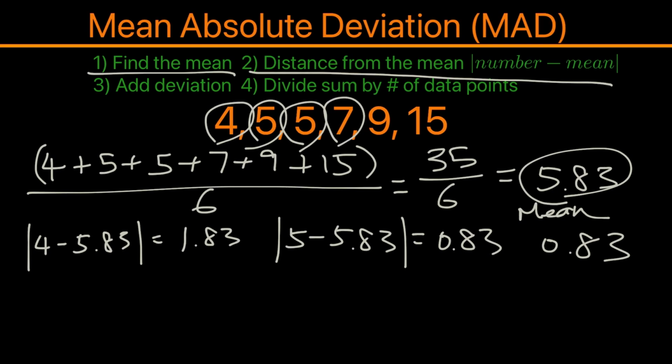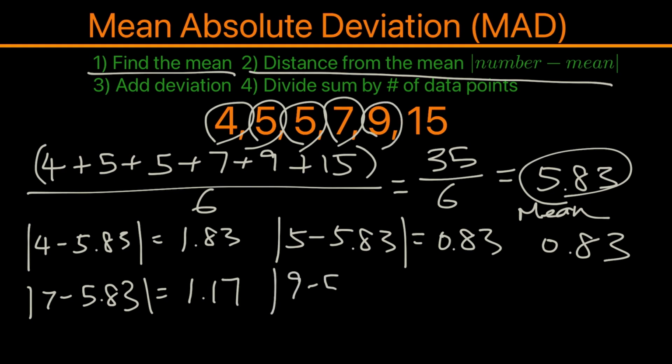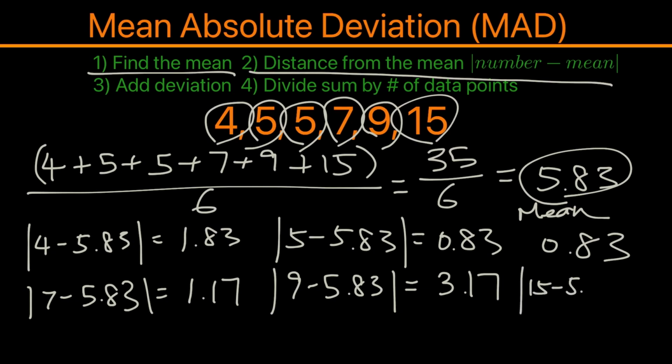Now for number 7, it would be 7 minus 5.83 inside absolute value, and we get 1.17. Next, 9 minus 5.83, and that equals 3.17. And finally, we have 15. So 15 minus 5.83, that equals 9.17.